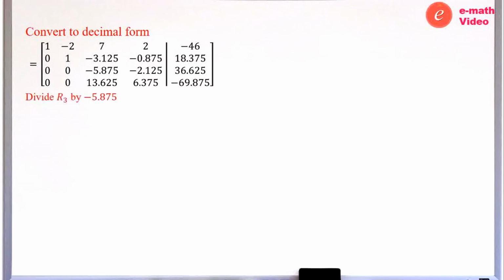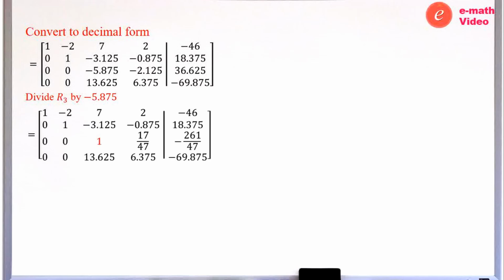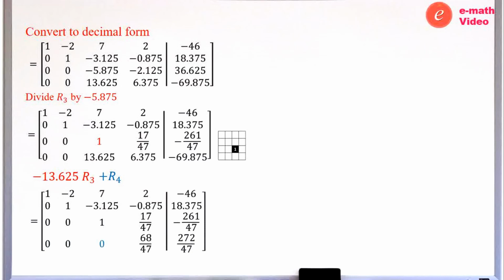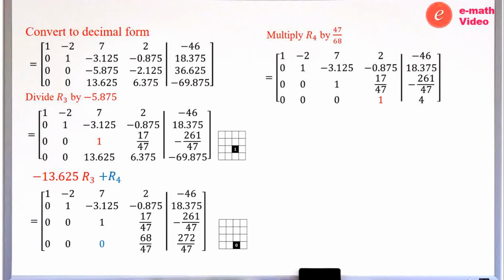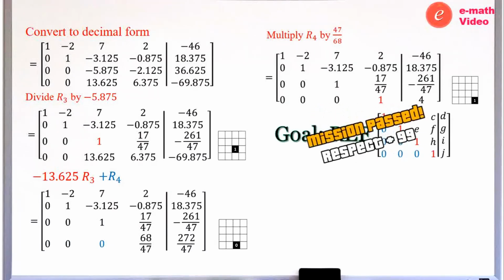Continue. Divide row 3 by negative 5.875. We got the leading one in the third row. Take negative 13.625 times row 3 plus row 4. We got the last zero we need. Multiply row 4 by 47 over 68. And we got the last leading one. Row echelon form done. But this is not the end.